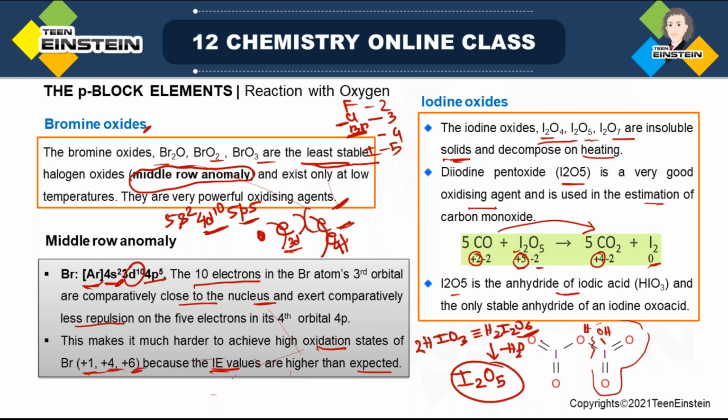Then the formula that you will get is actually the combined formula for 2 HIO3. So in this way you can easily remember the corresponding acid for which it is the anhydride. Okay, so is there any doubt?